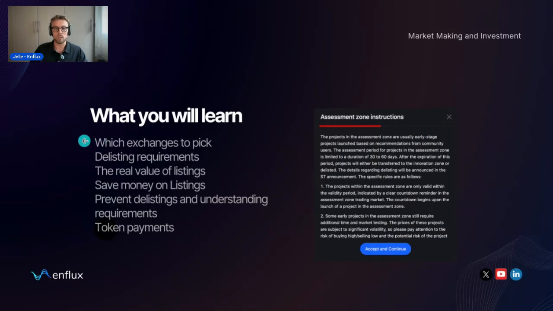So what we'll go into is, again, which exchange to pick, heavily go into delisting requirements, but also listing requirements. What does it take to get on an exchange? The real value of a listing, how you save money on listings, and what about token payments that are officially going to marketing, but we'll have to see where that actually goes. Then an image here of the assessment zone. This is where projects often go if they don't care about market making after they get listed. And eventually this leads up to a delisting process as well. So how do you stay out of this?